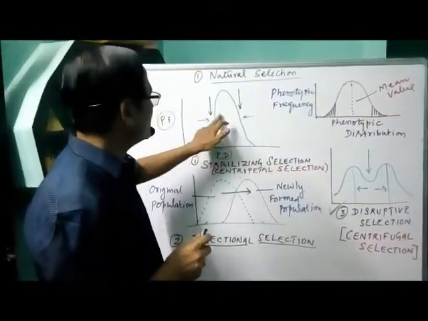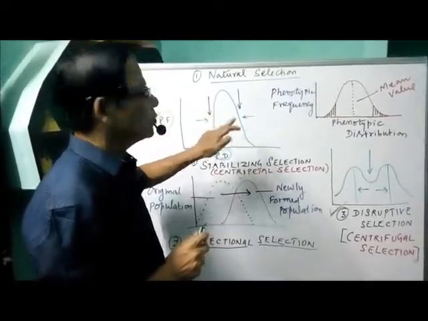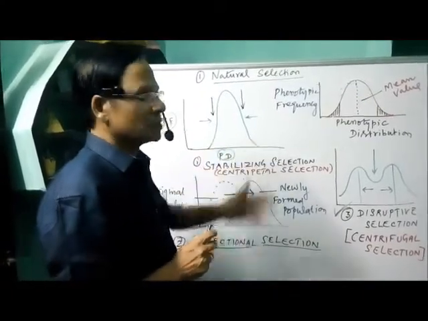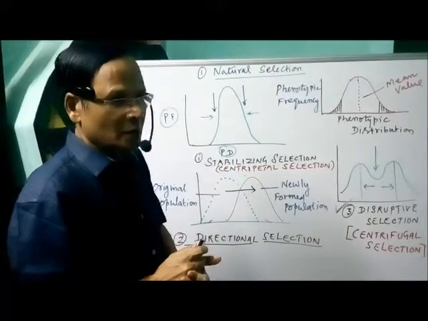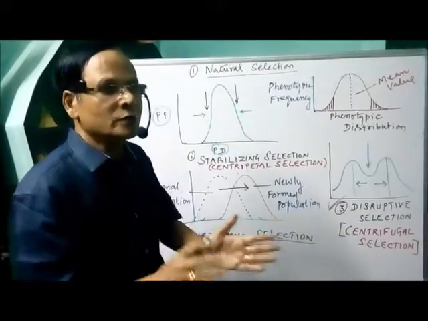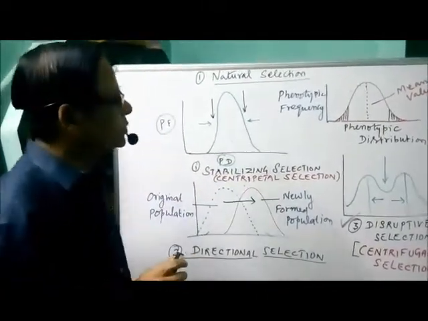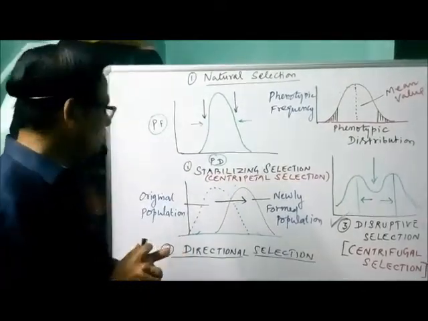As a result, what is happening, more and more number of individuals are there in the mean value, and the other extremes are simply eliminated. That's why the peak becomes higher and higher. So individuals with mean character value are favored. In the case of this, what is called stabilizing selection, individuals with mean character value are favored. Now going to the next one.